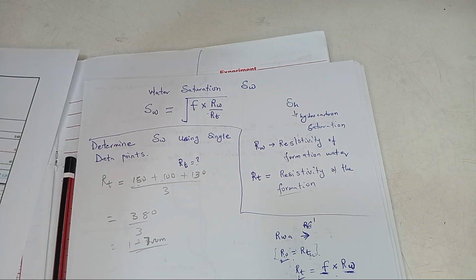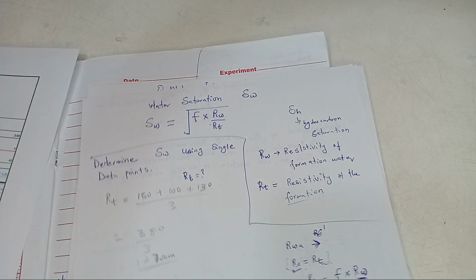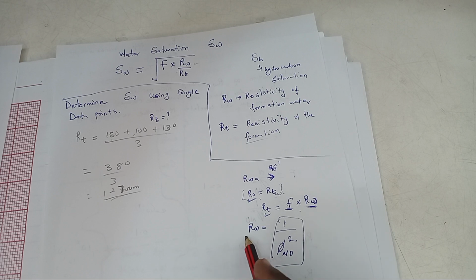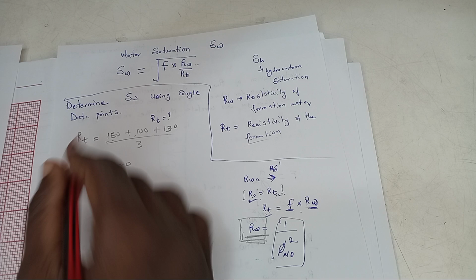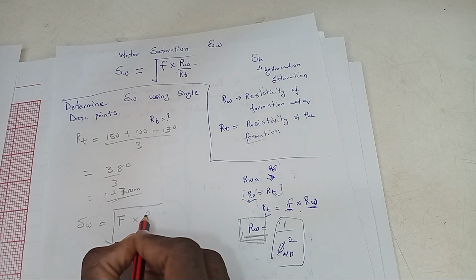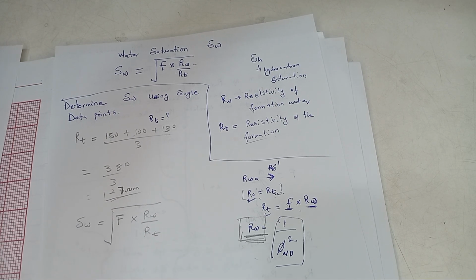Actually, it depends on the single data points that you pick. Your RT might be a bit different, but just make sure you pick the peak and points closer to the peak. That's how we get our RT using single data points. So after getting that, you are good to go. The RW you got with the RW method and the RT, then when we learn how to get our formation factor, you put everything here, your square root and everything, and you get the water saturation.